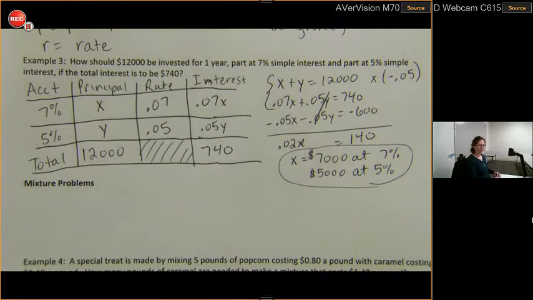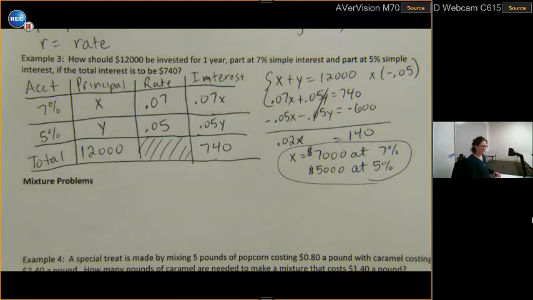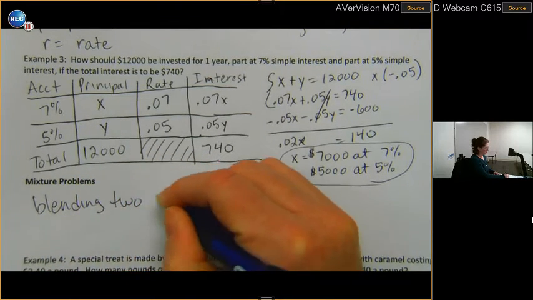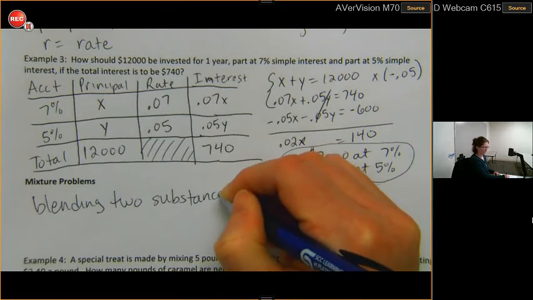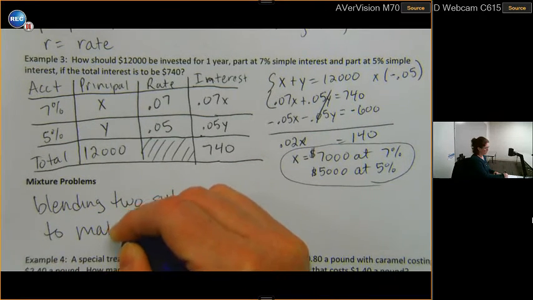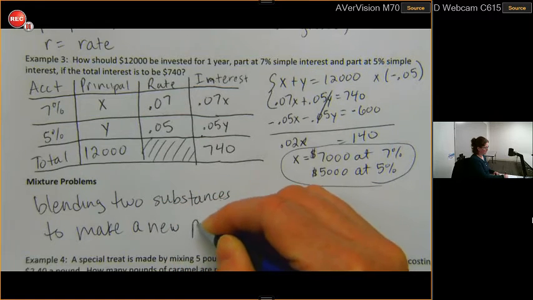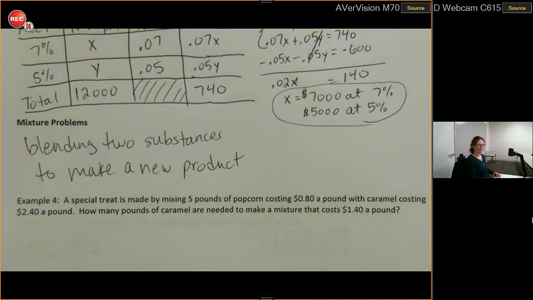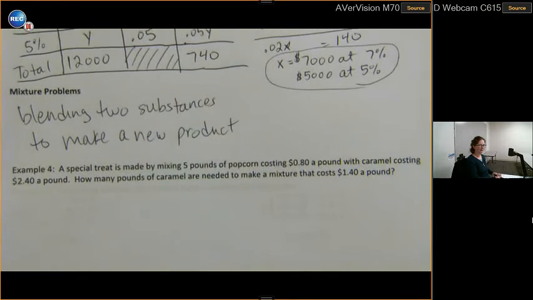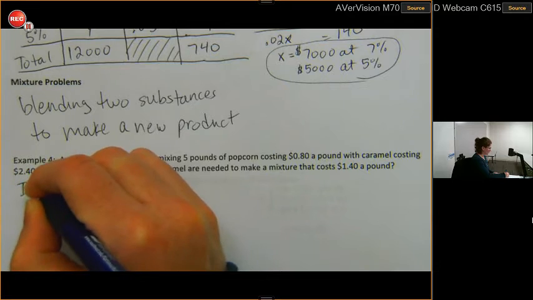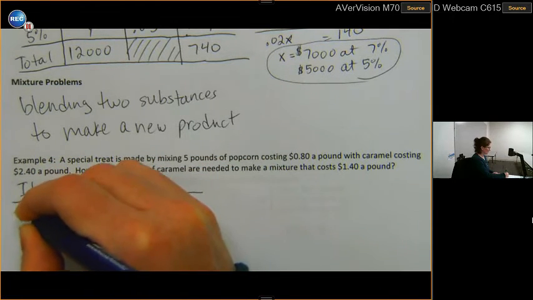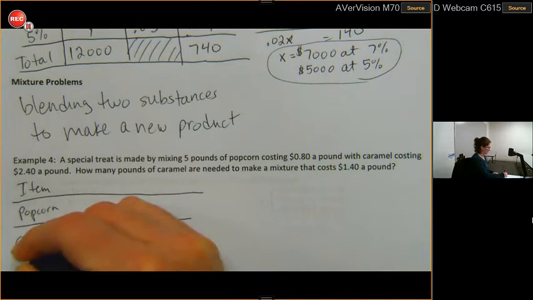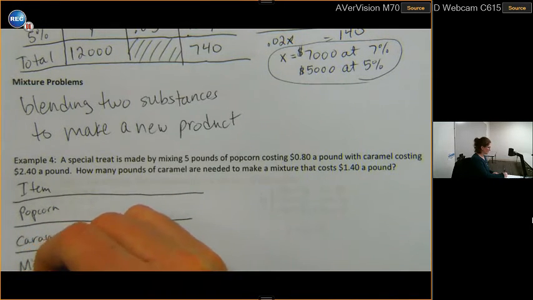Our next type of problem is a mixture problem. A mixture is the blending of two substances to make a new product. Our first two substances are popcorn and caramel. Organizing in a table, our third row is going to represent the mixture.